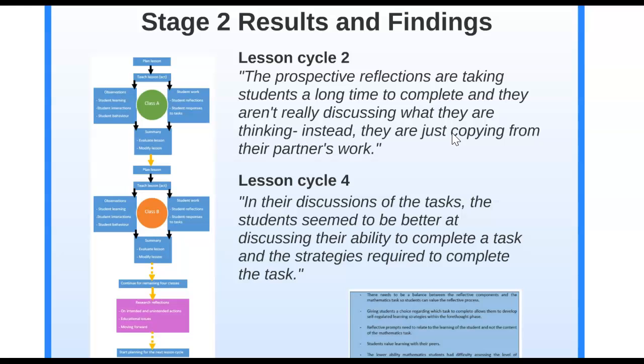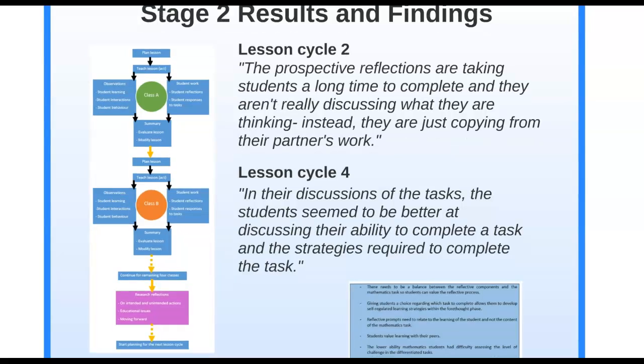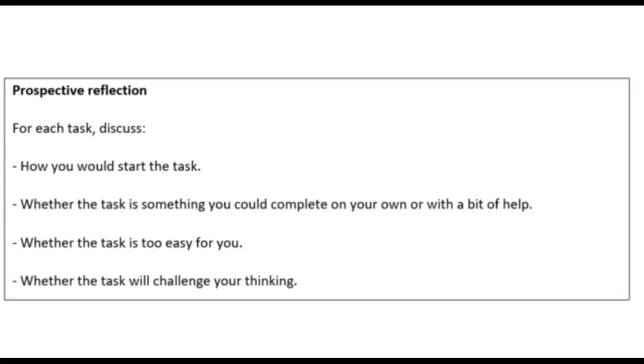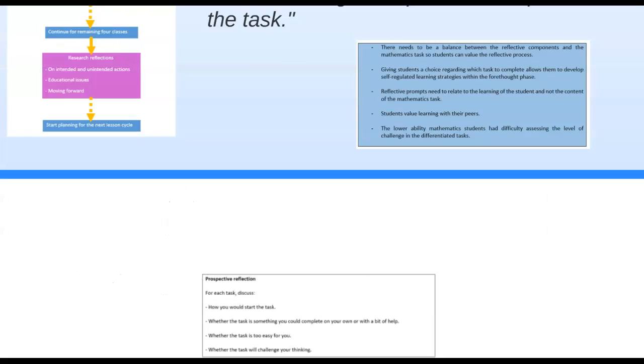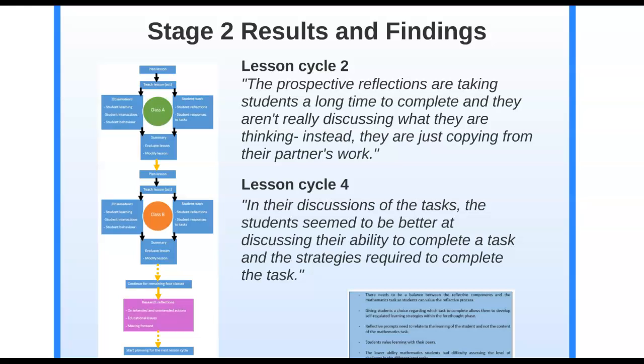And then compared to lesson 4, once I went through my reflections, I thought, let's change the prospective reflection. I didn't want the students to write too much because that was taking up a lot of time. So we got them to discuss how they would start the task, whether it's something they can complete, whether the task is too easy, or whether it will challenge their thinking. So really focusing those prompts on the A, B and C, the achievable, beneficial and challenging.